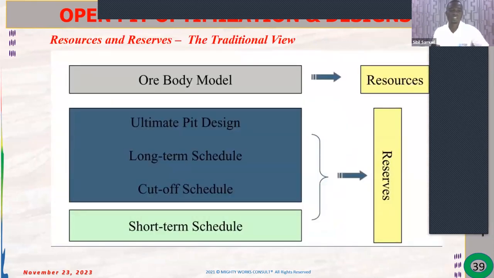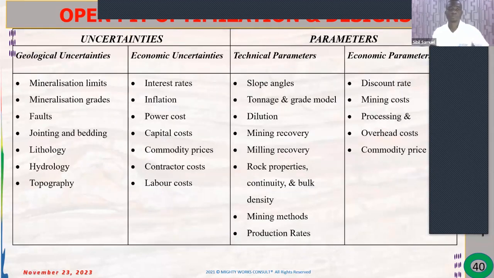Okay, and what is it? We have an ore body here, which is from the resource guys. Then our aim is to get the ultimate pit design. We do our long-term schedule, we apply the cutoff, we have the short-term, and then that is what we say, okay, the reserve. So from resource to reserve, it is the mining guys who take the resource and convert it into reserve for us. Then it goes back to grade control and the whole thing continues again. Okay. But what are some of the factors that affect pit optimization?